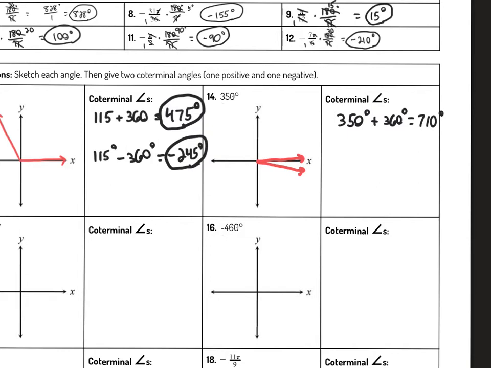And let's find a negative coterminal angle. 350 degrees minus 360 degrees equals negative 10 degrees. So those are two coterminal angles, one positive, one negative.